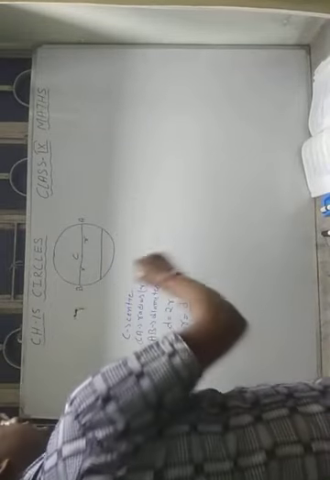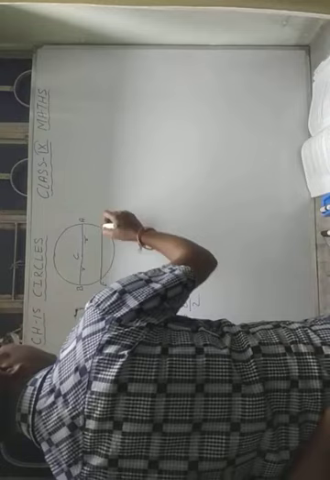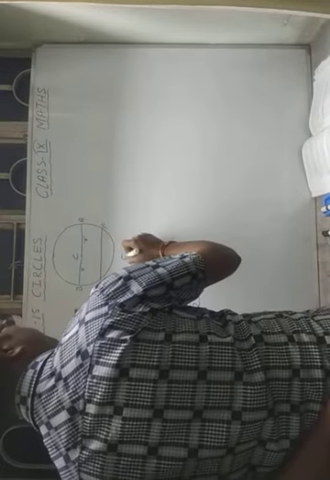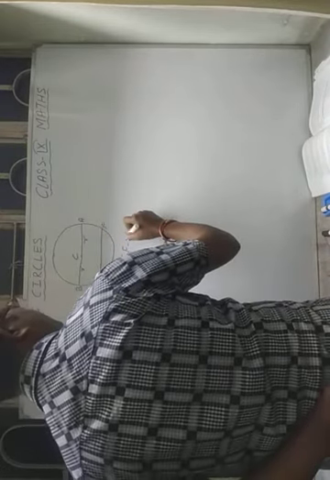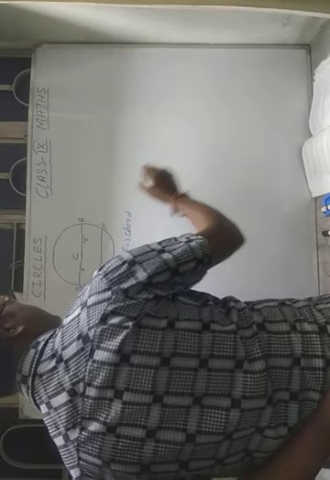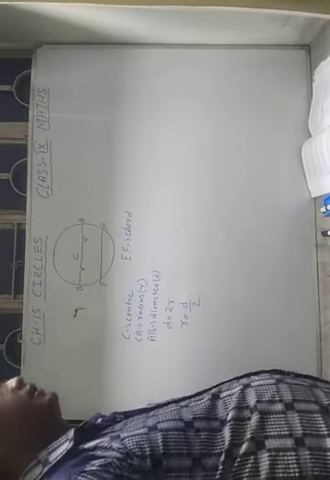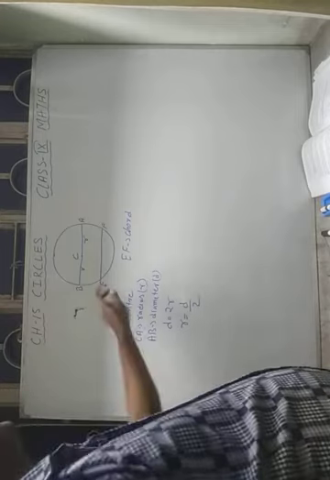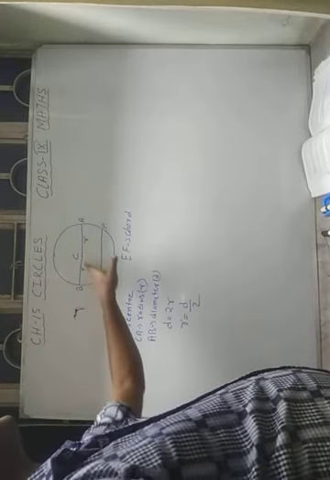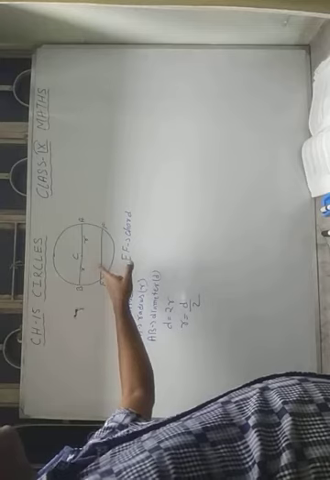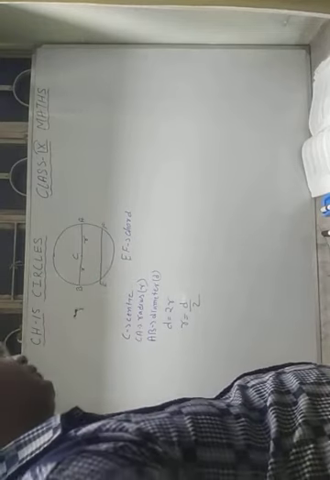Another point that we should know is a line segment which touches any two points on the circumference of a circle. Suppose you take it EF, so here EF is called a chord of the circle. AB is also a chord, and the diameter is called the longest chord of a circle.